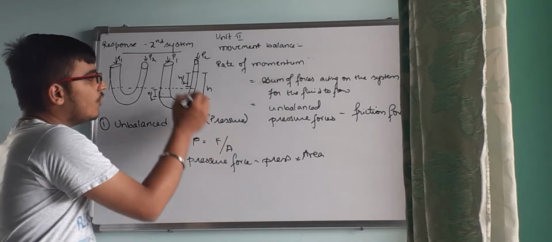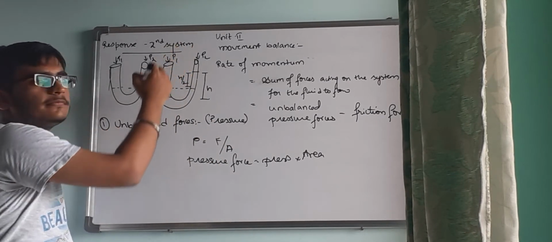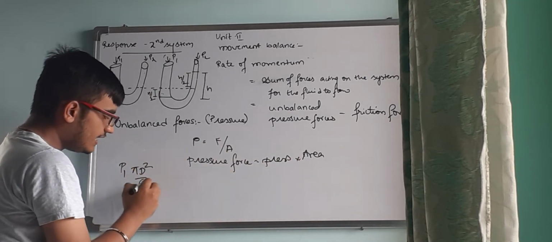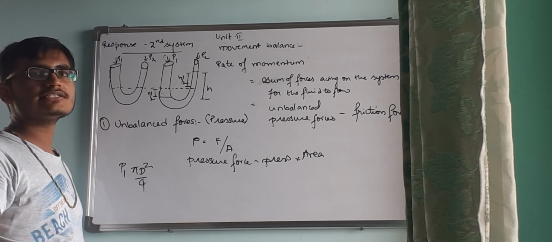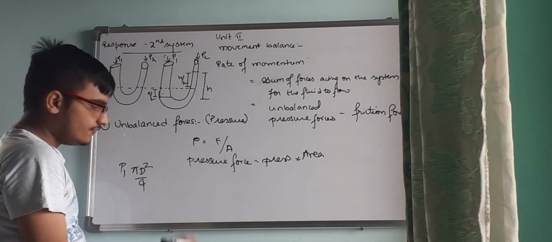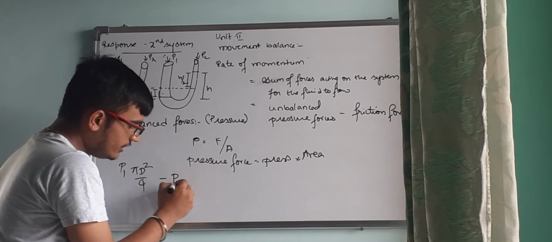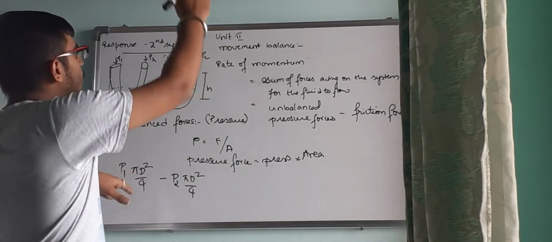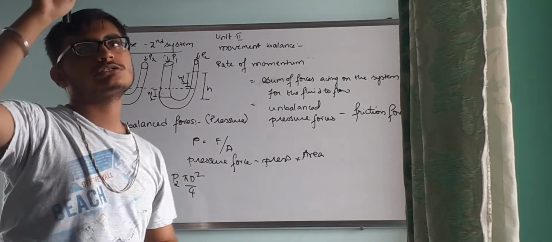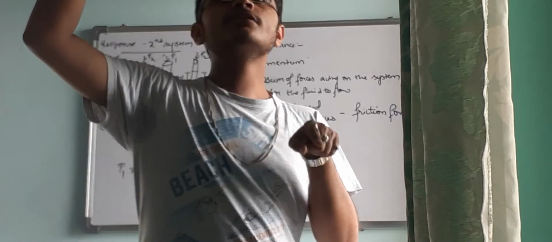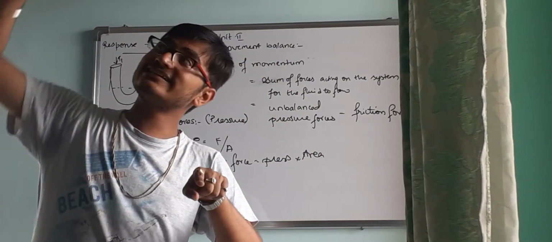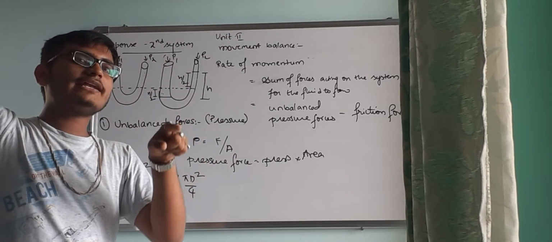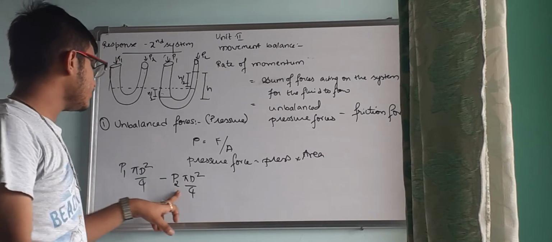So now what is the pressure force that is developed due to P1? It is P1 pressure into area, pi r square, or pi d square by 4, since r can be written as d by 2. Okay, pi d square by 4 minus P2 into again pi d square by 4. Why minus? Because these pressure forces are acting in opposite directions. If on one side it is increasing, on the other side it is reducing. So the pressures are acting in opposite directions, hence you will consider minus P2.